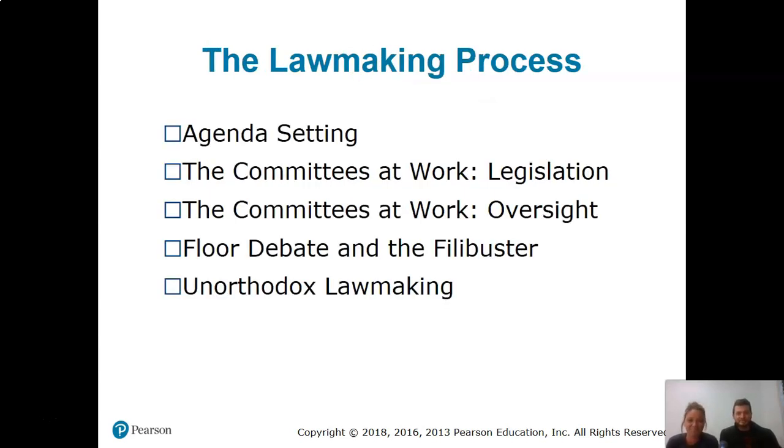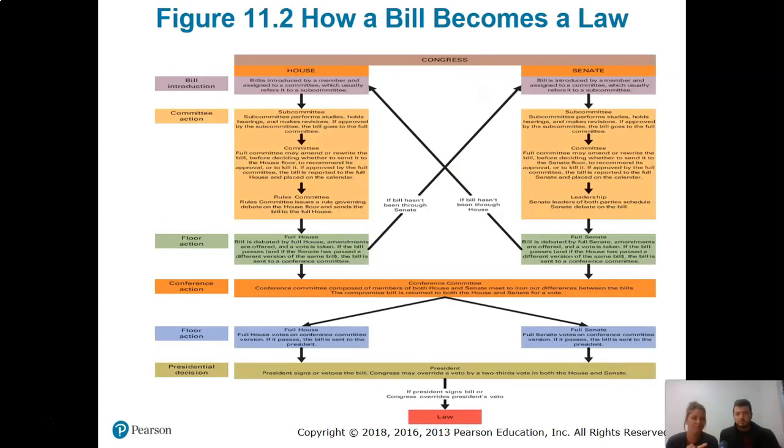Describe the process of lawmaking in Congress. Okay, so the lawmaking process has several steps: agenda setting, committees at work, which we talked about in that last video. It's where most of the work is done. Committees at work, not only with legislation, but with oversight, floor debate, and the filibuster, and then unorthodox lawmaking. That was just the intro.